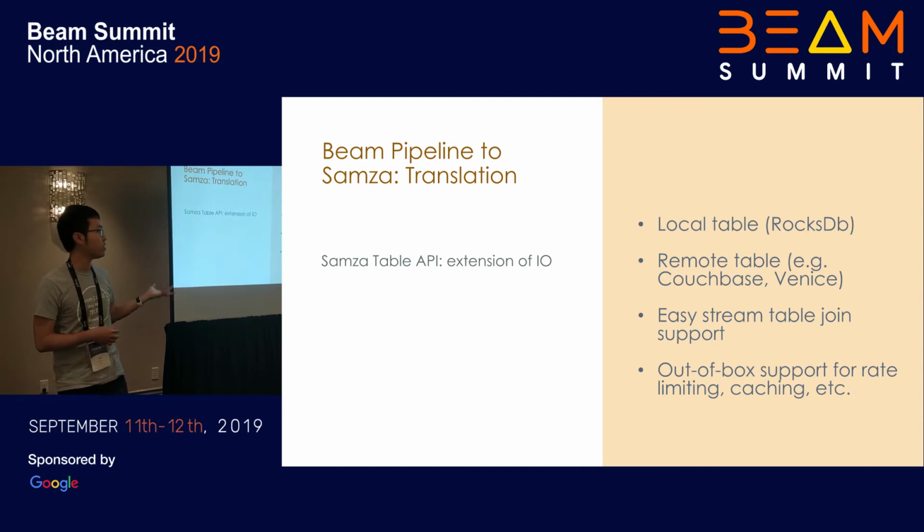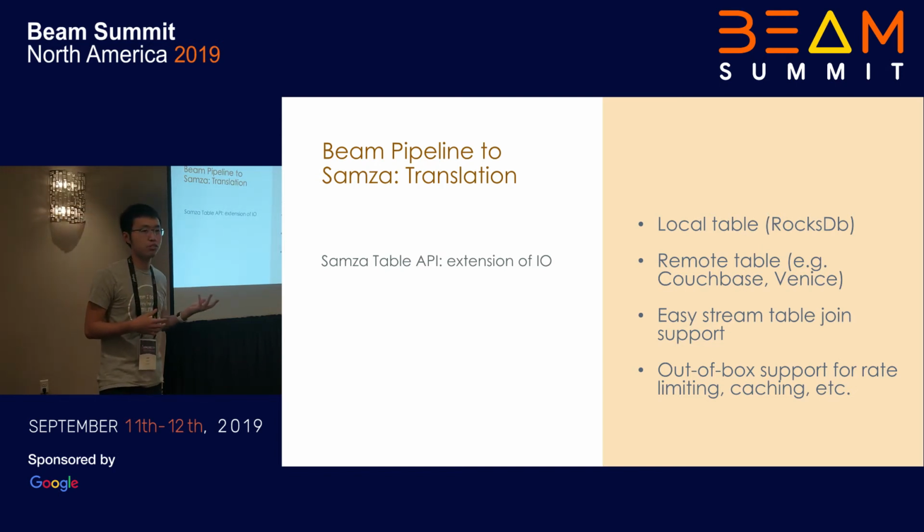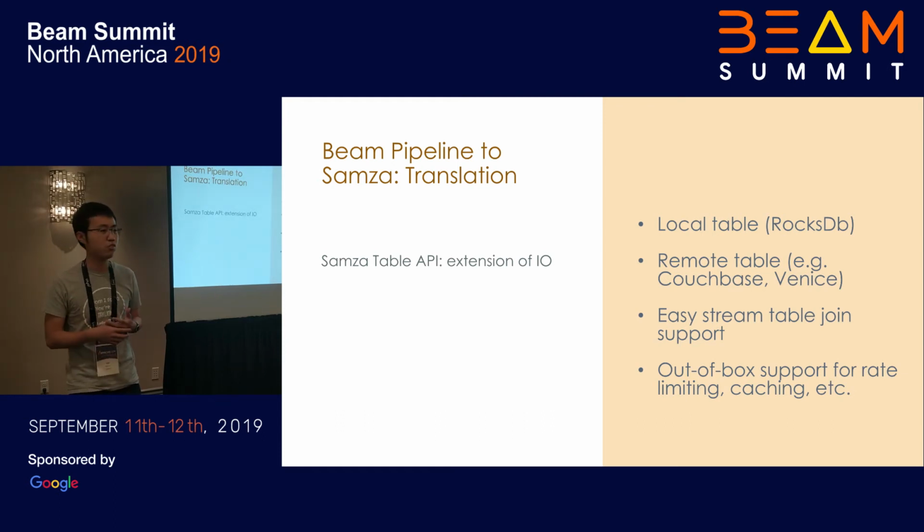The reason we want to provide this layer, this API, is that it makes things easy for people to do things like stream table join. It's possible that you just read from the stream and then write a ParDo, and inside this ParDo you invoke your Couchbase library or some MySQL library to do this stream table join yourself. But it's much more convenient if we already provide a table API layer, and people can simply do a stream table join with one PTransform.